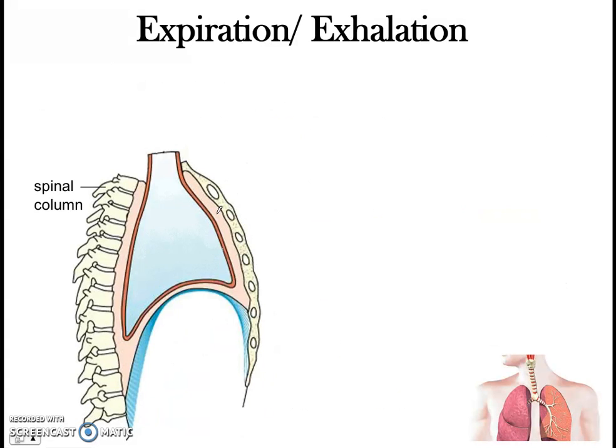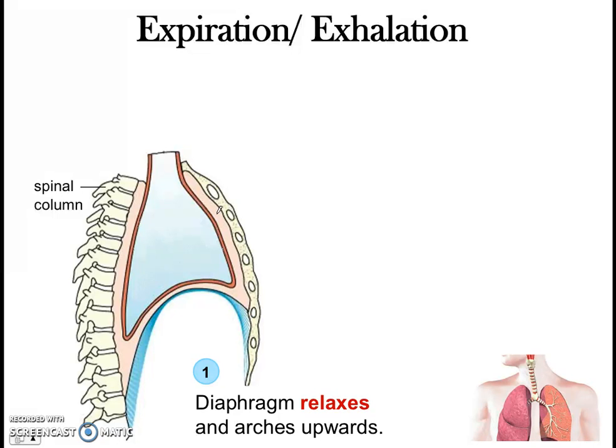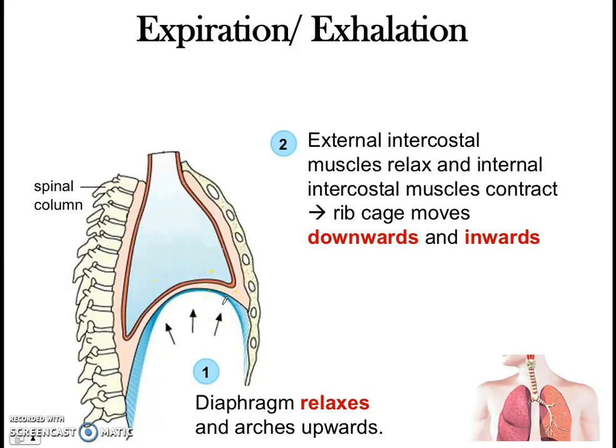So what happens during expiration and exhalation? Well, kind of the opposite. The first thing is that the diaphragm relaxes and it arches upwards. So now you can see the diaphragm has moved upwards, it relaxes. The external intercostal muscles will now relax while the internal intercostal muscles will contract.